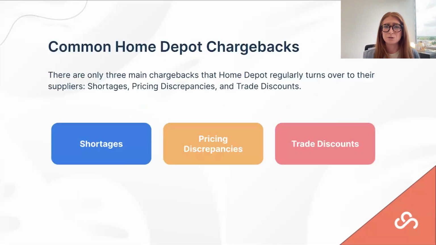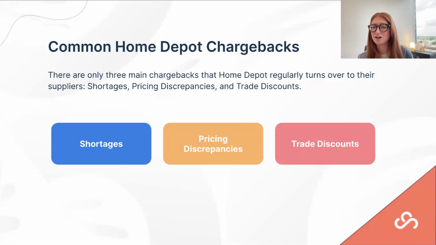Looking at the main chargeback reasons that Home Depot has, again dissimilar to other retailers, they have a shorter list. Doesn't necessarily make it easier, but maybe a little bit easier to keep track of. So their main three are shortages, pricing discrepancies, and trade discounts.